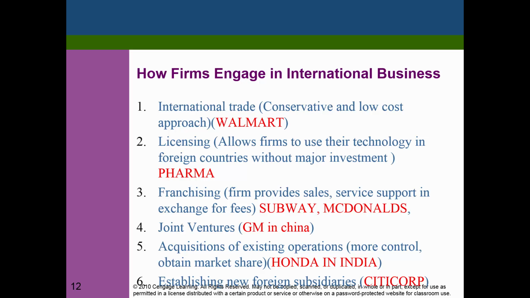make this major investment. What is the third way they engage in international business? That is through franchising. So the firm provides sales service support in exchange for fees. Now you see companies like McDonald's and Subway, they are all over the world, and usually the way they expand is through franchising. So they basically team up with foreign nationals and they basically make them franchisees.